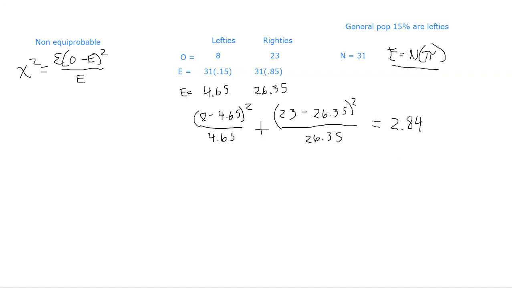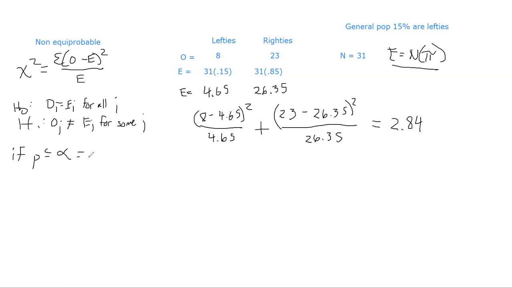Let's jump back and fill in our null and alternative hypotheses, which are going to be the same for all of these: O sub j equals E sub j for all j in our null, and O sub j does not equal E sub j for some j. Our decision rules are going to follow a similar pattern. We're going to compare p to alpha. So let's keep with our alpha of 0.05. We'll reject our null.